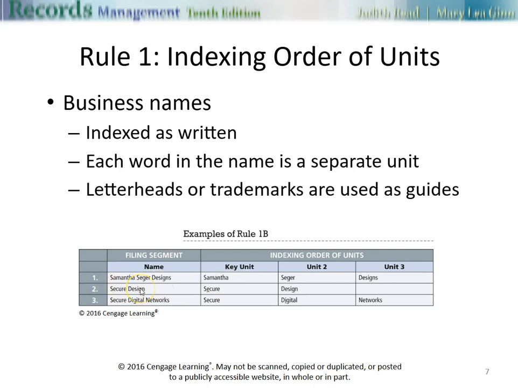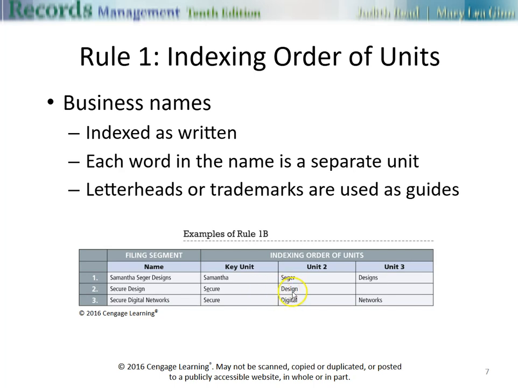Secure Design is another example of a business name. Here our key unit is Secure, and then Design is unit 2. And then finally, for number 3, we have Secure Digital Networks. Secure is our key unit, Digital is unit 2, Networks is unit 3. You'll notice in this example as well that it is in alphabetic order. So Samantha is filed before Secure. That's because SA is before SE.